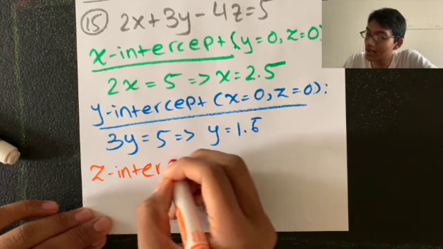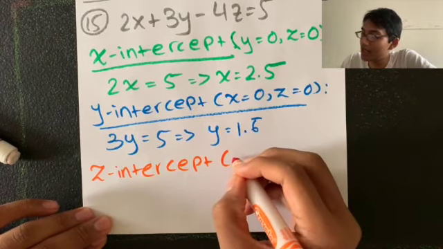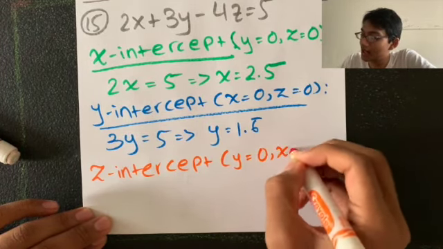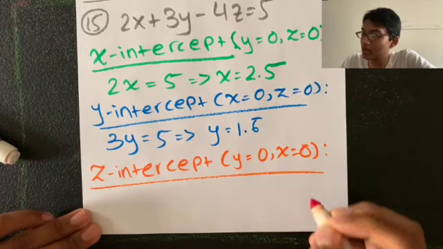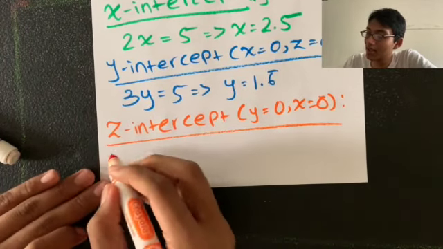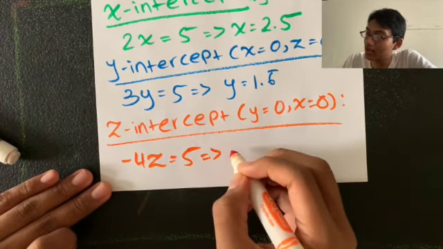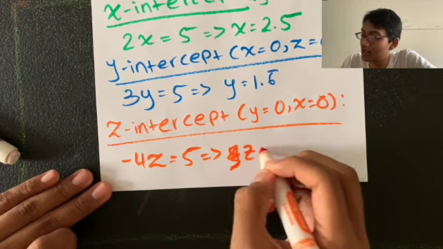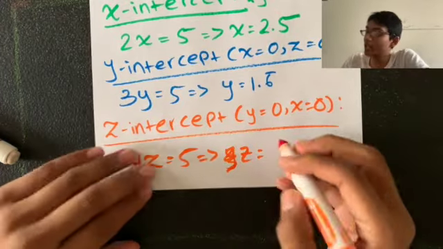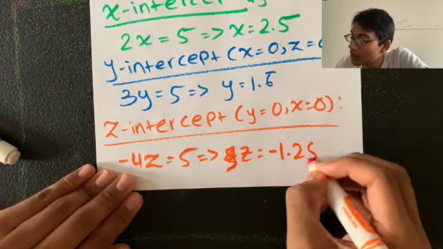And finally, my last calculation for the intercept is going to be the z-intercept. What's my z-intercept? Well, then I'm going to have to set my y to 0 and my x to 0, just like I did for the other ones, almost. So I'm going to be left with minus 4z is equal to 5, and so z is equal to 5 over negative 4, which is minus 1.25.